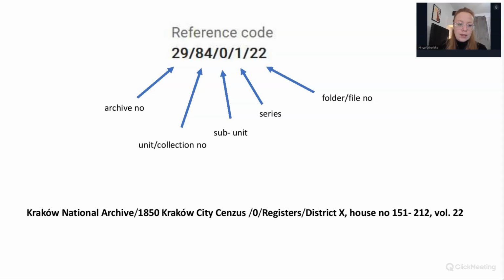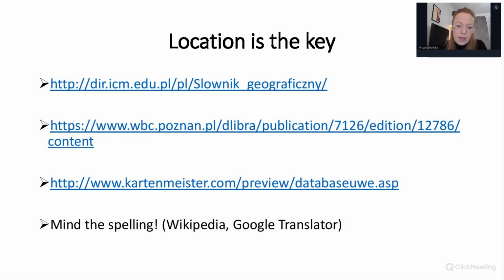As you can see here, that number means: the first number is Kraków National Archive, unit number 84 equals 8050 Kraków City Census. Series are core registers, District 10. Then we have the folder name, which is District 10, house numbers 51 to 212, volume 2022. In most cases, the last number may also reflect the page of the document.